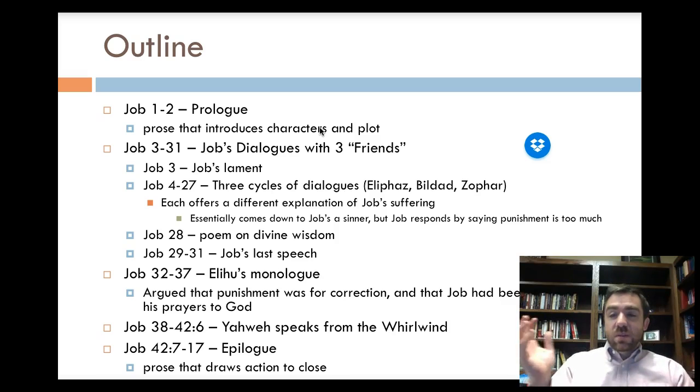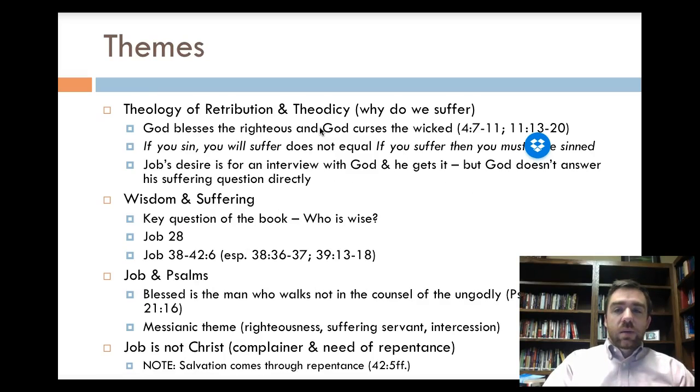At the end of Job, he says, I'm going to see the Lord even after death. I'm going to be raised from the dead. Job hopes in God. We're looking at, why do we suffer? Why does it seem like God blesses the righteous and curses the wicked? That's not what the rest of the Bible says, but this is Job's question. And Job wants to hear from God on this question, but God doesn't answer directly. He just shows up and says, "Hey, I'm God."